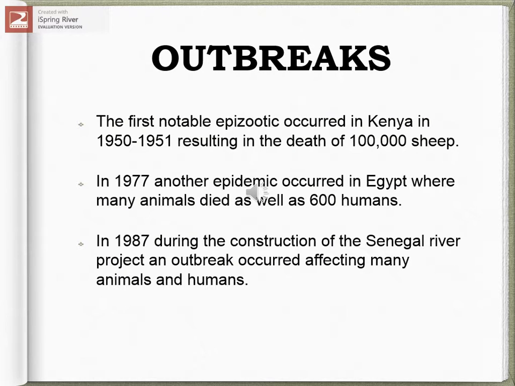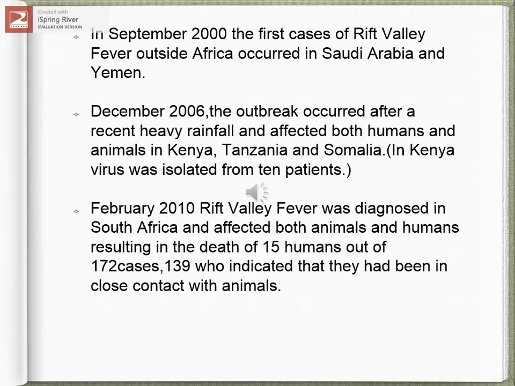The outbreaks. The first notable episode occurred in Kenya in 1950 to 1951, resulting in the death of 100,000 sheep. In 1997, another epidemic occurred in Egypt, where many animals died as well as 600 humans. In 1987, during the construction of the Senegal River project, an outbreak occurred affecting many animals and humans. In September the year 2000, the first cases of Rift Valley fever outside Africa occurred in Saudi Arabia and Yemen.